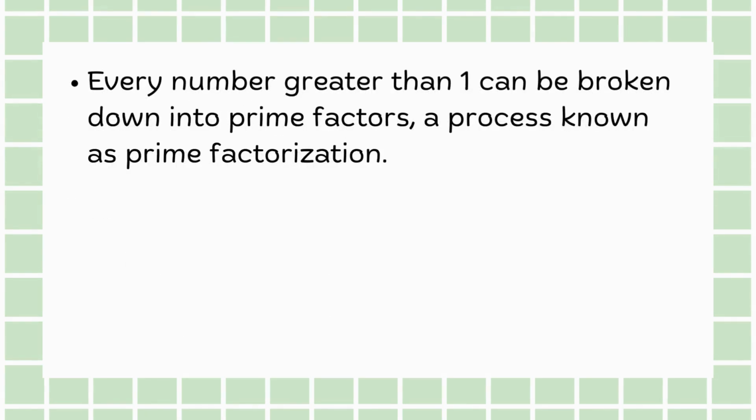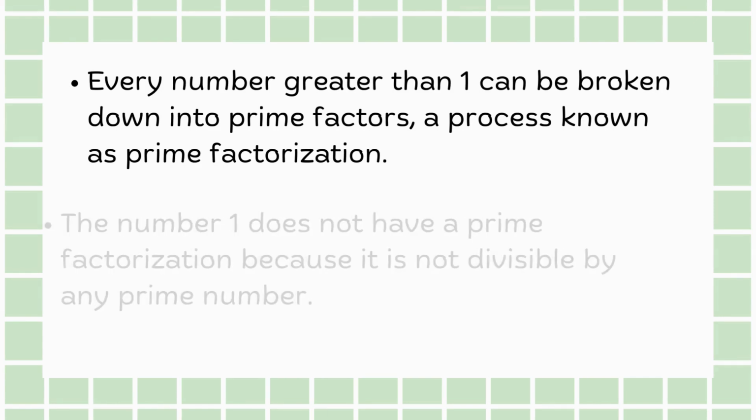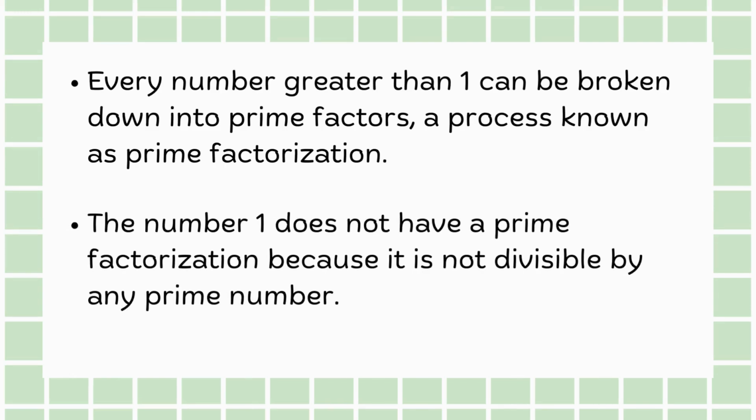Every number greater than 1 can be broken down into prime factors, a process known as prime factorization. However, the number 1 does not have a prime factorization because it is not divisible by any prime number.